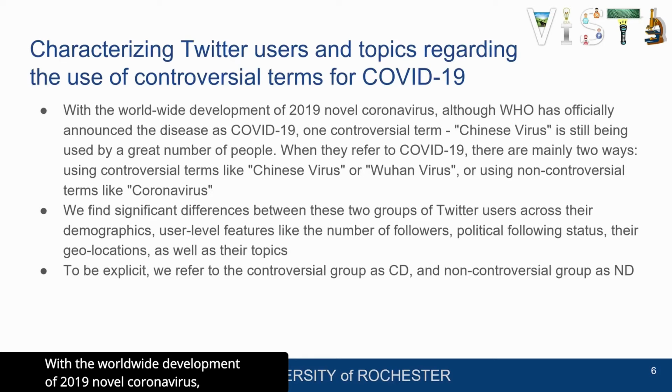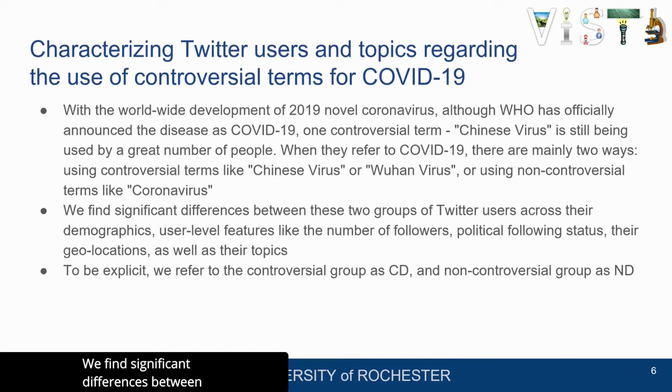With the worldwide development of the 2019 novel coronavirus, although the WHO has officially announced the disease as COVID-19, one controversial term, Chinese virus, is still being used by a great number of people. When they refer to COVID-19, there are mainly two ways: using controversial terms like Chinese virus or Wuhan virus, or using non-controversial terms like coronavirus.